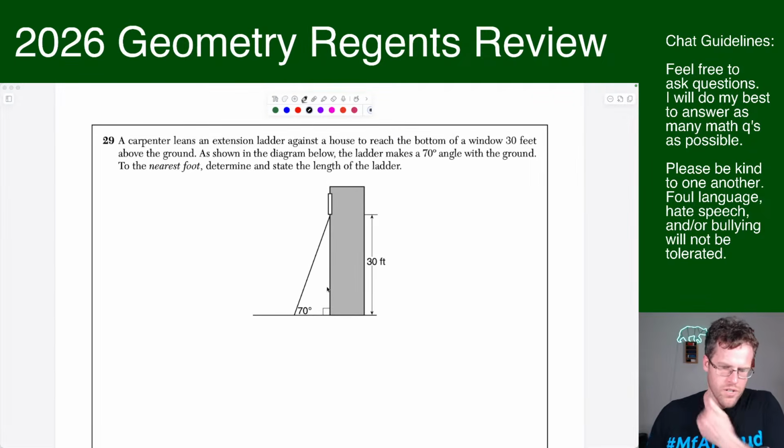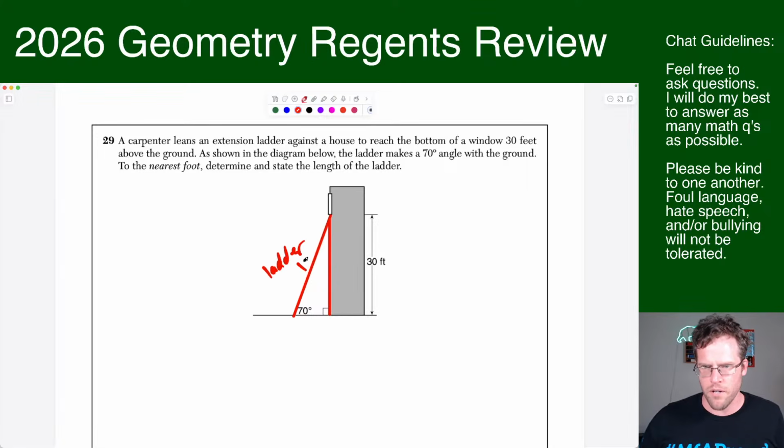Moving on to question 29. This one is the length of the ladder. Here's a ladder leaning against a house to reach the bottom of a window, 30 feet above the ground, and we have to find the length of the ladder. So this is the ladder over here, and I'll put an X here. This 30 feet is over here. So it's a right triangle question.